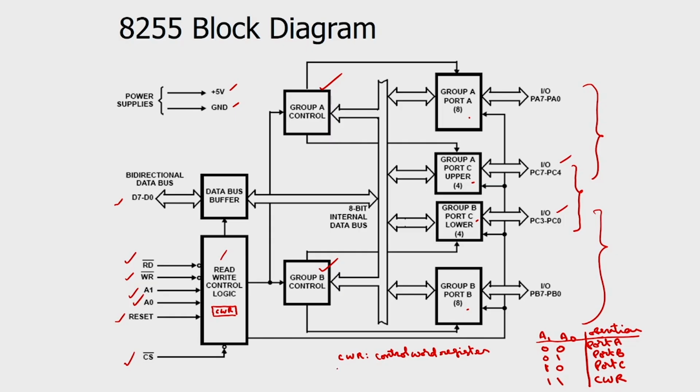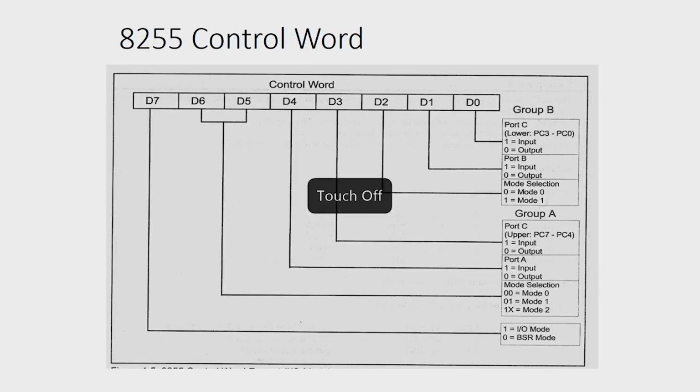Okay. So, the control word register is an 8-bit register. The format of this control word register is as follows. We have the D0 LSB bit, which will be used for port C. You can program port C lower, which is PC3 to PC0, as either input port or output port. If this bit is 1, this will act as input port. If I make it 0, this will act as output port.